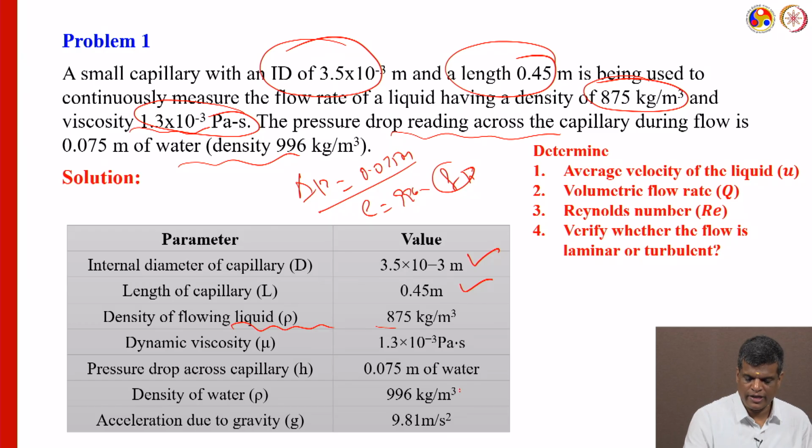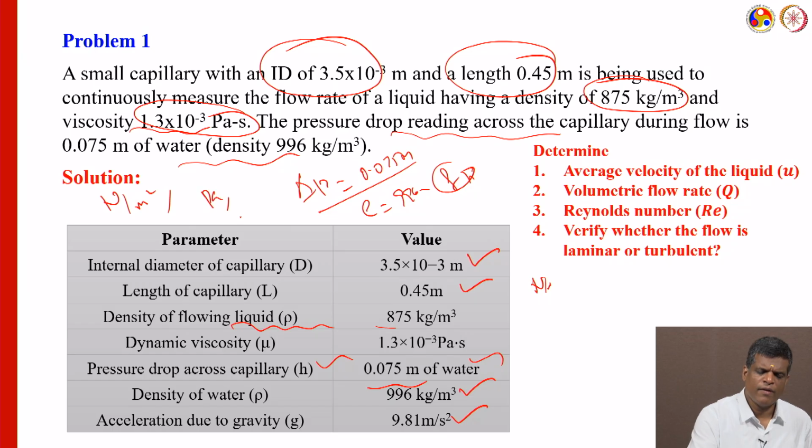So everywhere here, the density value is 996. Then the next one is the pressure drop across this, 0.075. The pressure drop we can express in Newton per meter square. Many units are there: Newton per meter square, Pascal, mmHg, millimeter of mercury. So many units are there for the pressure drop. Then the viscosity, in Pascal seconds; all values are given.